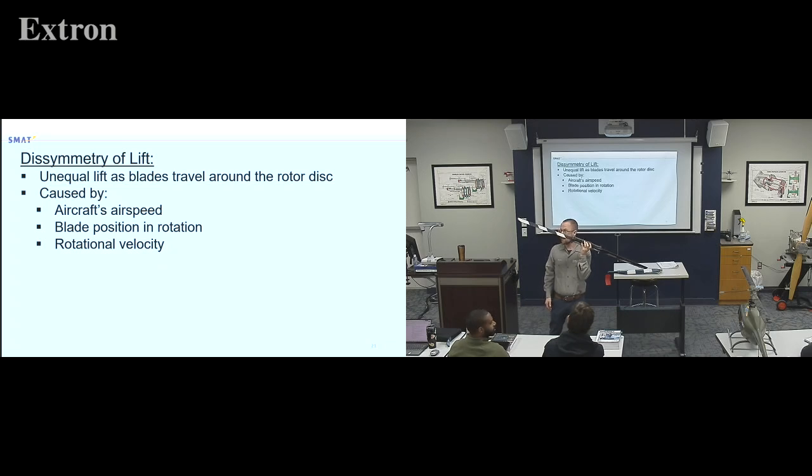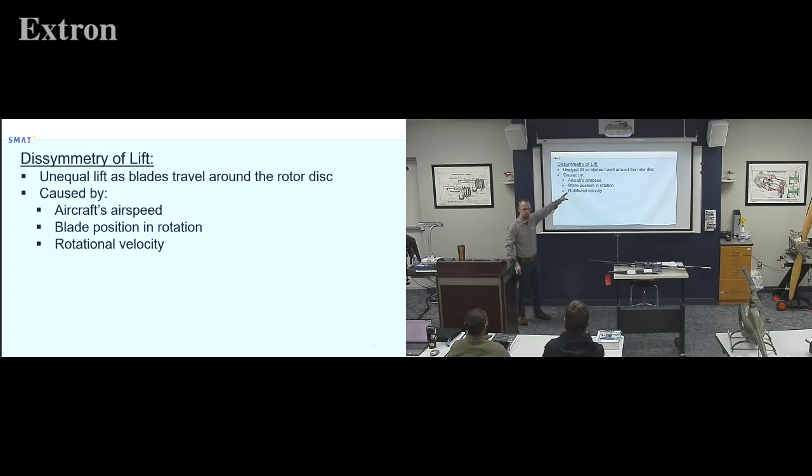That's where they're really trying to get some lift across that one, versus the other one's cutting through, cutting down. Now, I know this is tail rotor, but just imagine it's main rotor. If I brought a main rotor in here, it'd be a little bit tight. So, aircraft's airspeed, blade position in the rotation.